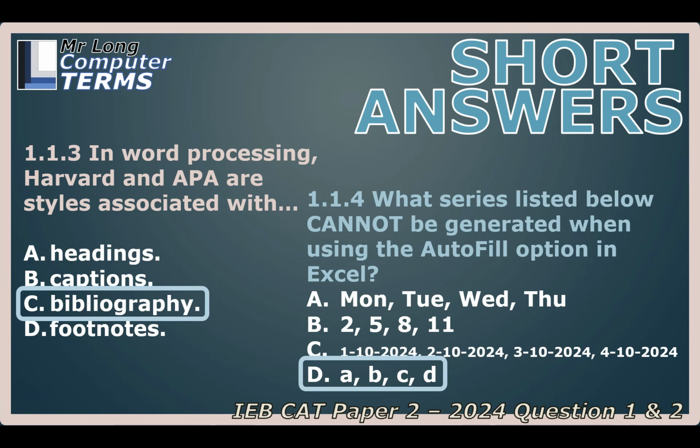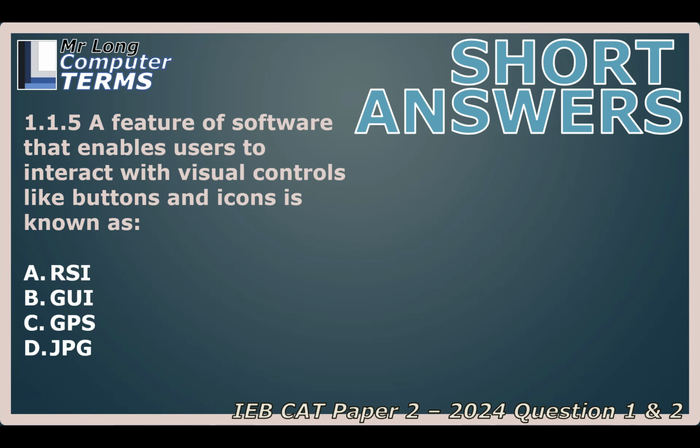Okay, a really foundational one now. The feature of software that lets you use visual things like buttons and icons is known as what? That would be the GUI. GUI. The graphical user interface. Exactly. And you really can't overstate how important GUI was.